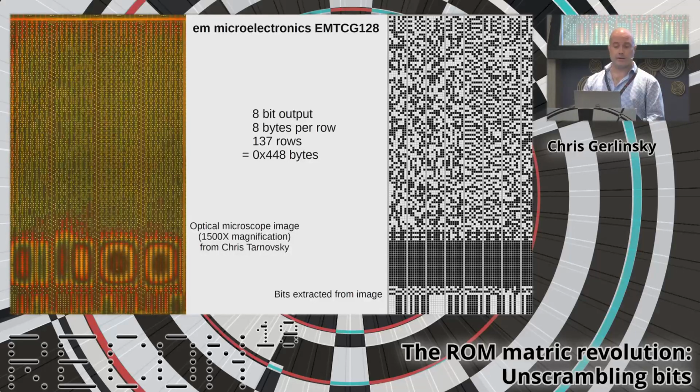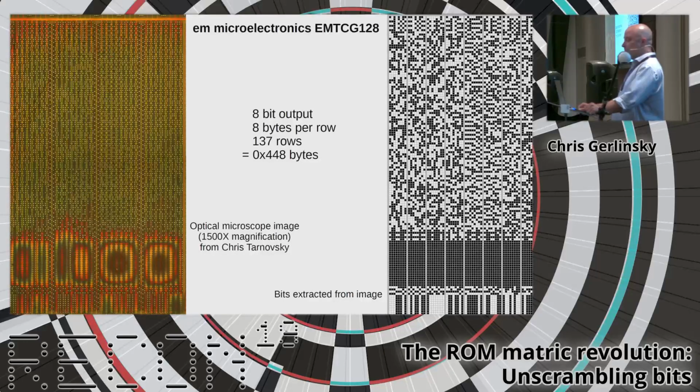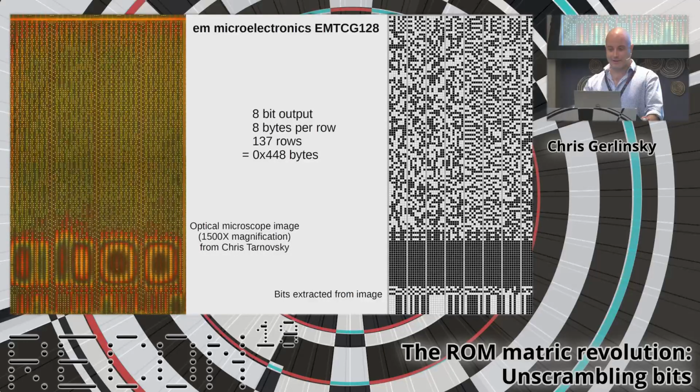This one is an encrypted ROM, or a scrambled ROM. Encryption is a bit of a strong phrase to use first thing this week, really. So this ROM has an 8-bit output. It's organized with 8 bytes per row. There's 137 rows of the ROM, which is hex 448 bytes, which is quite a weird number for a size of ROM. So that was the first clue that there's something unusual here, is that it has such a weirdly specific size.